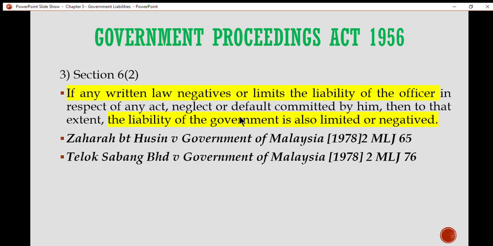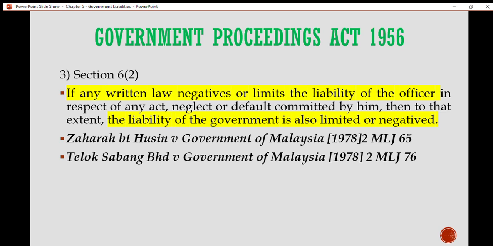These requirements can be discussed in the case of Zahara binti Hussein against the Government of Malaysia. In this case, a claim was made by the plaintiff for compensation for her husband's death due to the negligence of the armed forces during the emergency period. The armed forces contended that they shot the victim after there was no answer when they asked the victim to identify himself, and they thought he was the enemy.